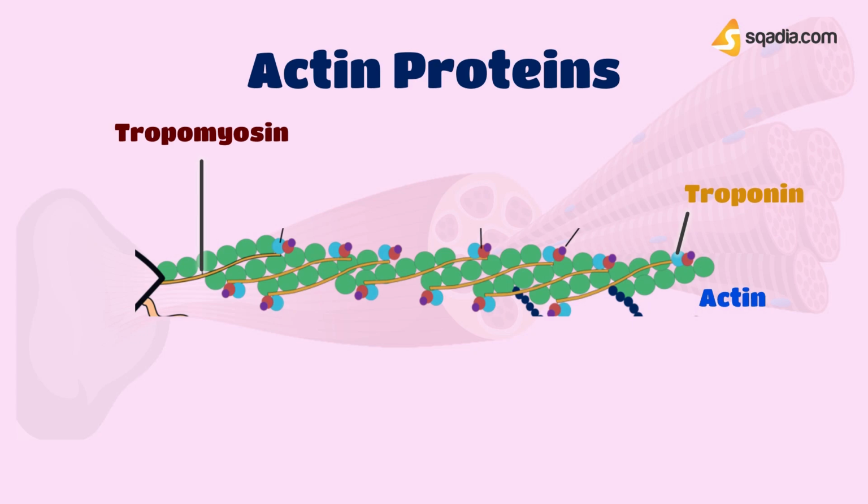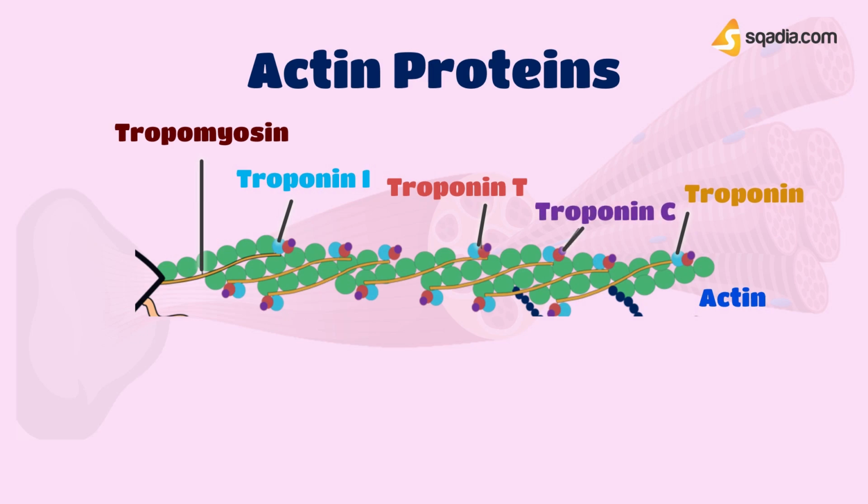The types of troponin are troponin I, troponin T, troponin C. Remember these with a mnemonic, TIC.